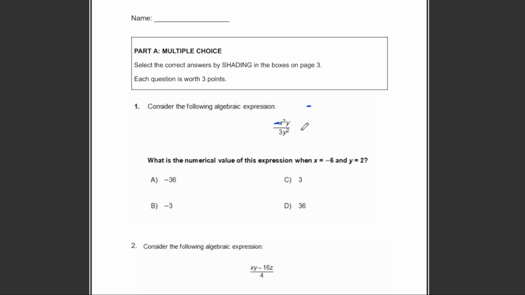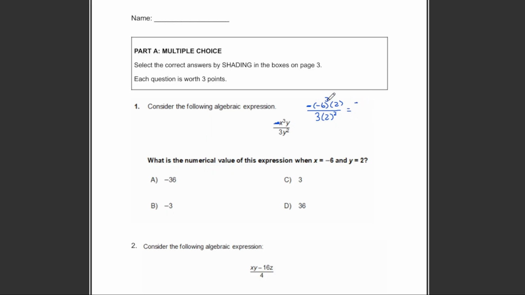What I mean by brackets is here we have x to the 3. So instead of x, I'm going to open bracket, put that little -6 there, and then put the exponent 3. And then instead of y, I'm going to open bracket, put a 2 there, and then put a little fraction, 3, and then once again I'm going to put the open bracket 2 squared. So I replaced my x with a -6 and my y's with 2's. We still have that negative sign in the front, so we're going to put that right there.